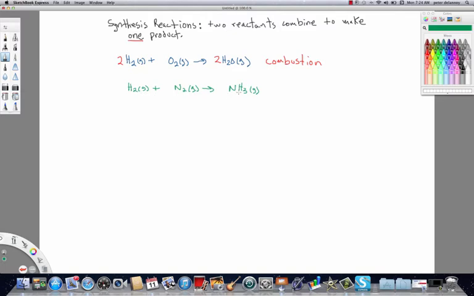Okay, and we see again that the reaction's not balanced. We have 2 nitrogens on the left side of the reaction and 2 hydrogens, and we see that in the product there's 1 nitrogen and 3 hydrogens. So to balance the nitrogens, we're going to need to put a 2 here, and that means now that there's 6 hydrogens, so we're going to need a 3 on this side of the reaction, and now it's properly balanced.